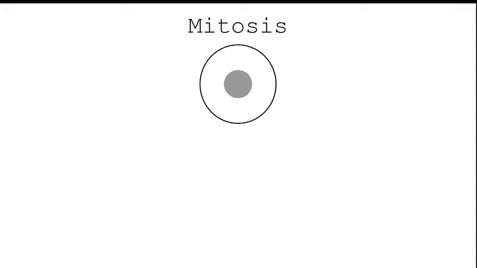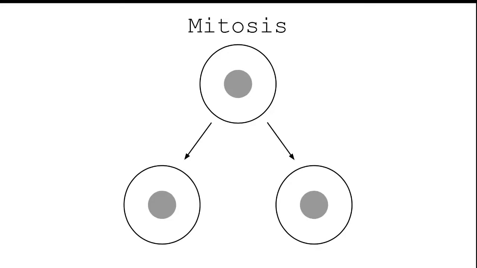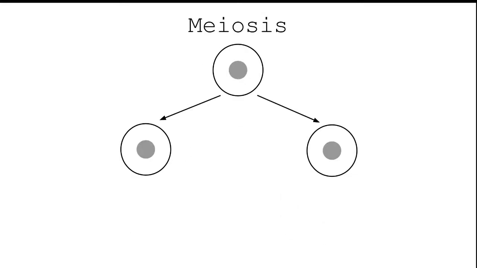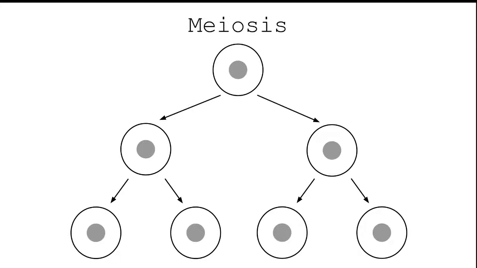Meiosis is very similar to mitosis. If you don't know, mitosis is a form of reproduction for cells that only has one cell division and is used to make more somatic, or body cells. Meiosis, on the other hand, has 4 cell divisions and is used to make gametes.